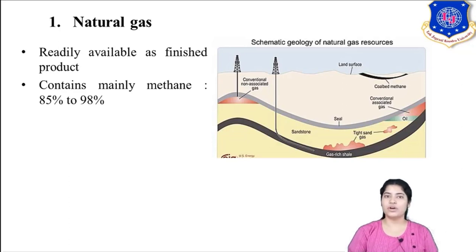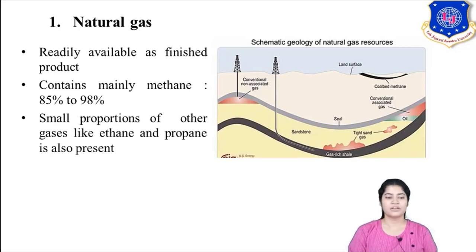See, just like crude oil has its deposit, natural gas also has its deposits, okay? So the gas which is obtained directly from its deposits is called natural gas. From the name itself you can see, naturally available as a finished product, okay? Now, what are the other proportions which are present? Of course, it is not pure methane. So, some proportions of other gases like ethane and propane are also present. So, this is about your natural gas.